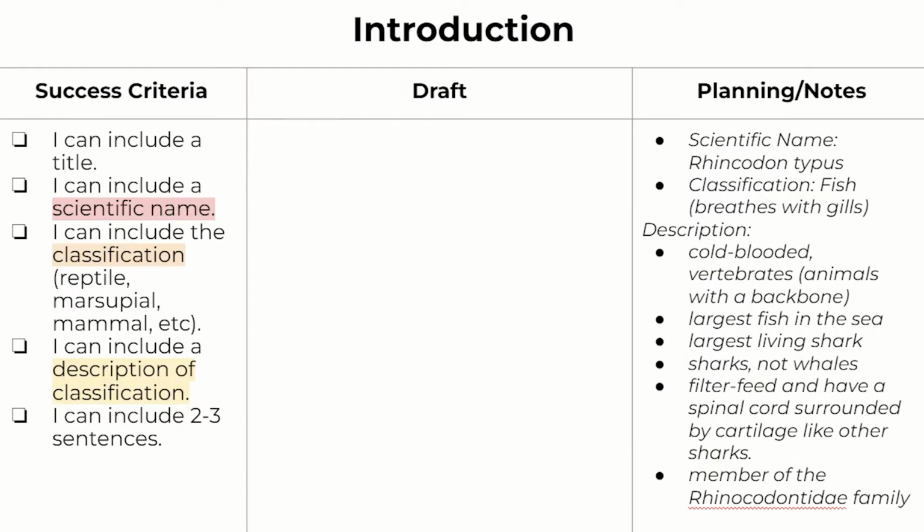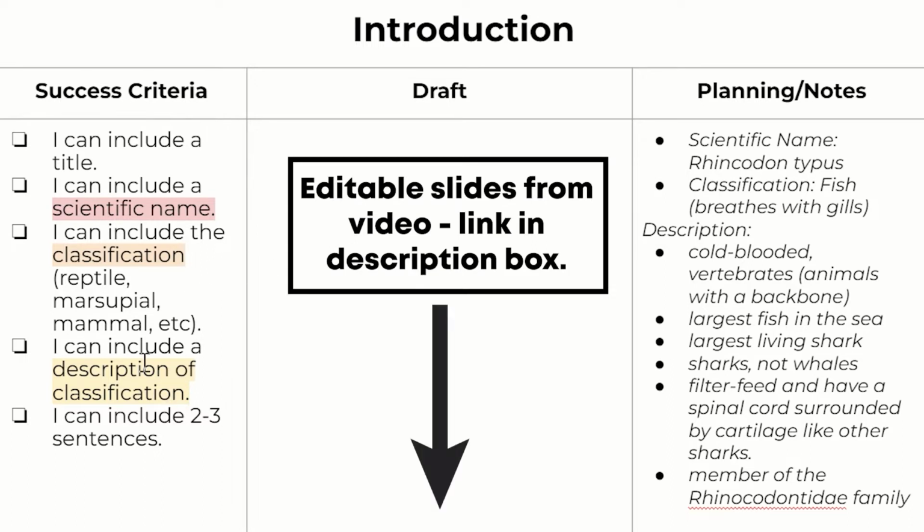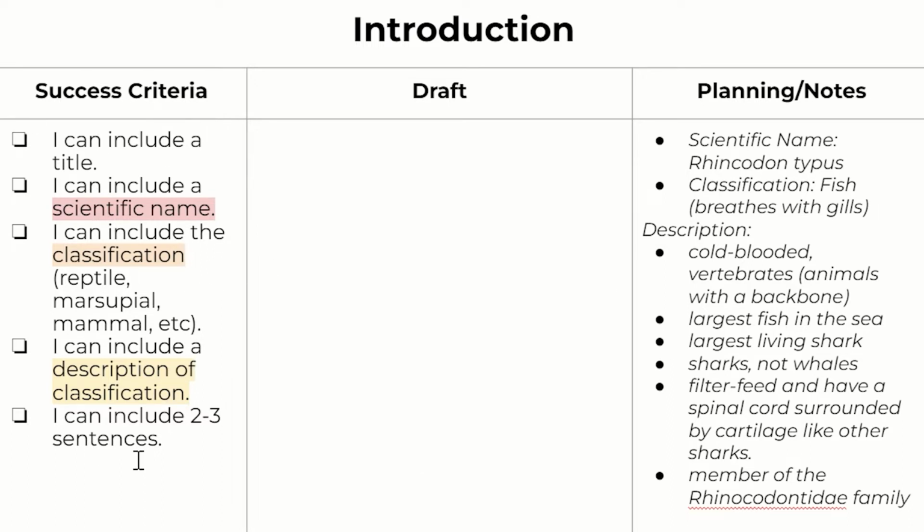Okay, so now it is time for the drafting phase. So this is where I've put the success criteria on the left-hand side, so I know what I need to do. And then I've also put a copy of my planning or my notes on the right-hand side, so I can refer back to it. Okay, so the first thing we need to do is include a title. So our title is going to be our animal, so whale sharks. I'm going to bold it and underline it too.